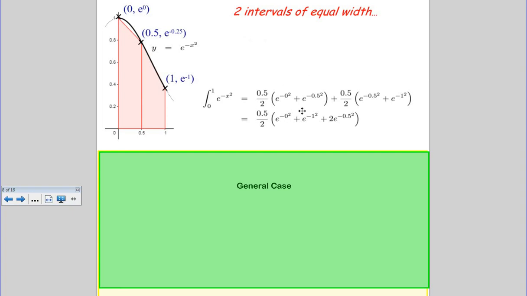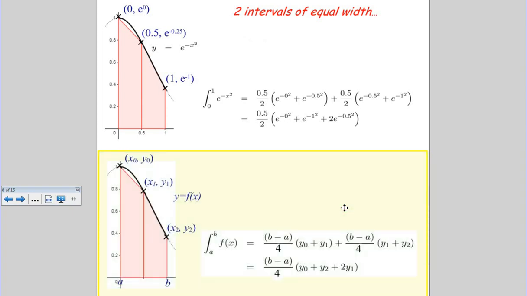And then for our second trapezium, it's exactly the same width, so we have the same width divided by 2, and our parallel sides are e to the minus a half squared again, and then e to the minus 1 squared. We can see that we have a common factor of the width divided by 2, so we take that out, and then let's look at what goes in the brackets. We have a single e to the minus 0 squared, we have a single e to the minus 1 squared, but we have used the middle height twice, so we've got two lots of e to the minus a half squared. In general, that works exactly the same way.